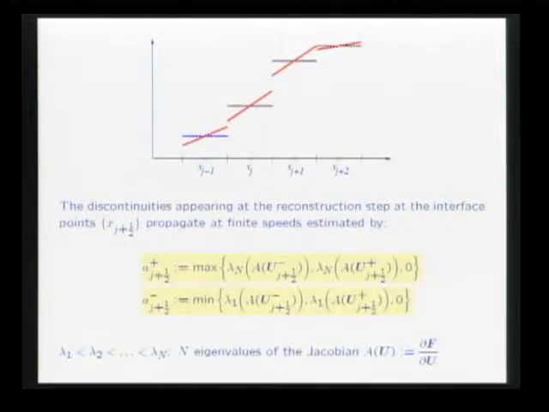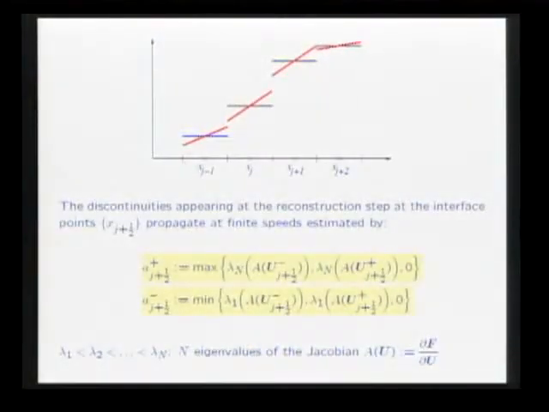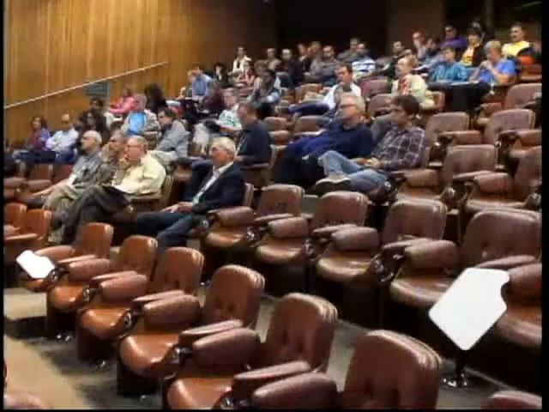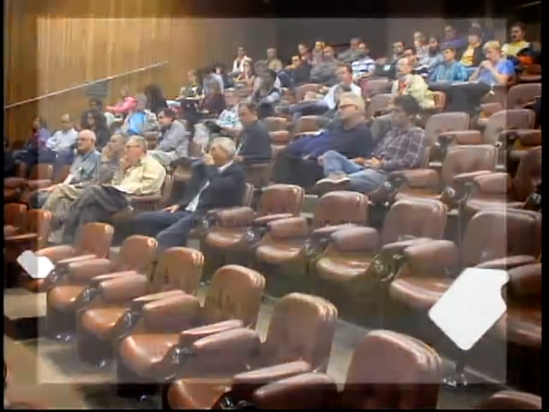Here is a typical situation of this reconstruction. At every time when we are ready to evolve a solution, at each cell interface there is a jump, and we consider this as an initial condition, and then waves are generated at these cell interfaces. One can estimate the speeds of these waves using the largest and smallest eigenvalues of the Jacobian. Obviously, for the shallow water equations, it will be just lambda 1 and lambda 2, which are u plus and minus root of gh.